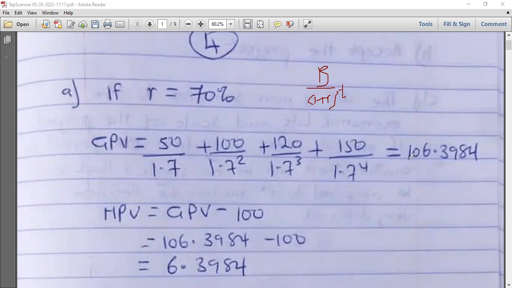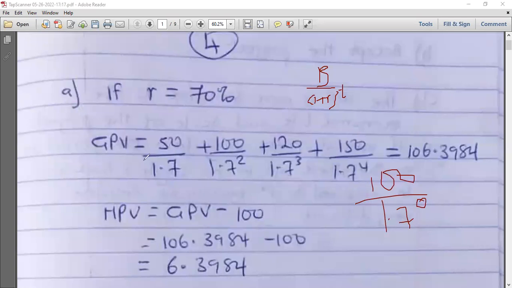So we are getting 106 point something. That is the gross present value. If you want to find your NPV, the net present value, you just have to subtract the initial cost. We don't discount the initial cost because it is in the present time. Even if you want to discount it, it will be 100 divided by 1.7 to the power 0, and any number to the power 0 is equal to 1 because T is equal to 0.